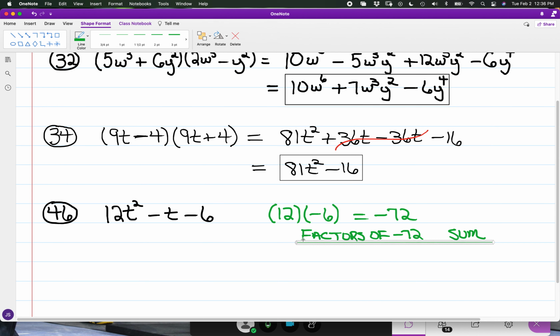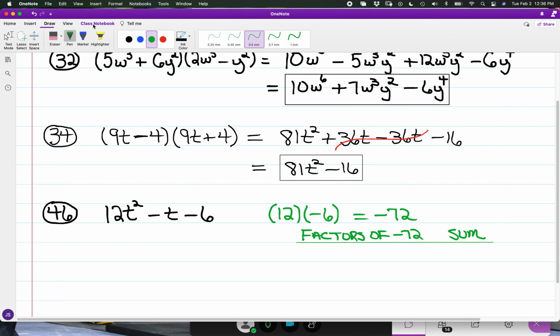So again, when we had formed negative 72, we had a positive 12 and a negative 6. And 12 plus negative 6 is on the plus side at 6, but we need the sum to be on the minus side at negative 1. So in this case, two numbers are going to multiply to negative 72. We have negative 9 and 8 among many other combinations, but negative 9 and 8 will be the only combination where the sum of the terms will come out to negative 1.